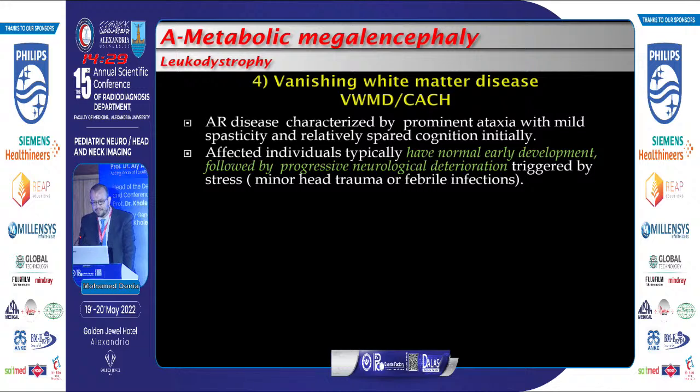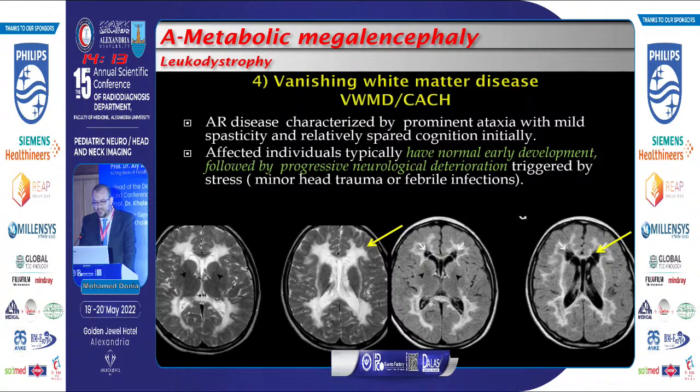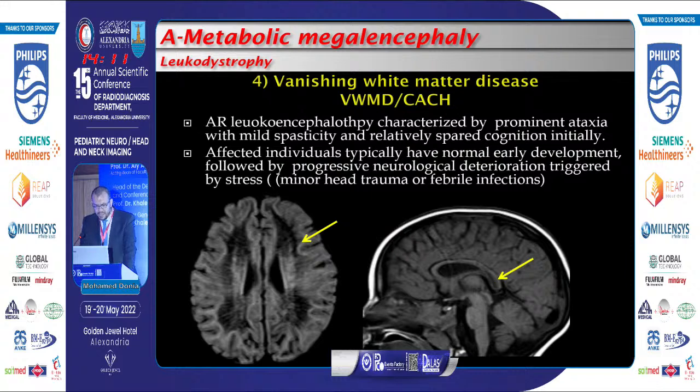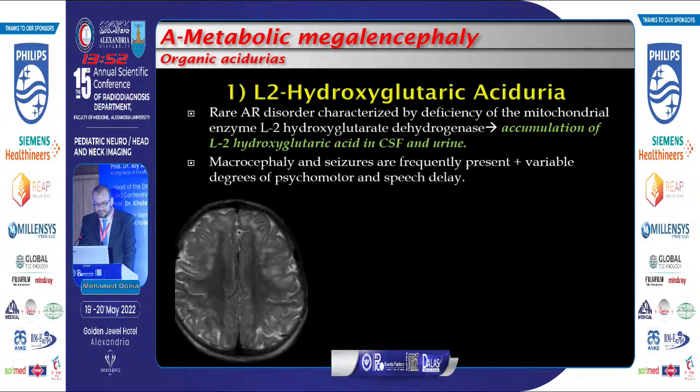Fourth is vanishing white matter disease. Affected individuals typically have normal early development followed by progressive neurological deterioration. White matter involvement with the involvement of the deep and periventricular white matter sparing the subcortical U fibers. FLAIR shows periventricular cystic degeneration. And there is a characteristic radial stripe radiating from the ventricular surface and sparing of the outer rim of the corpus callosum.